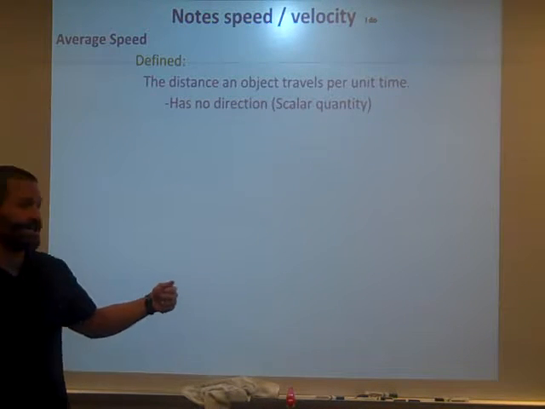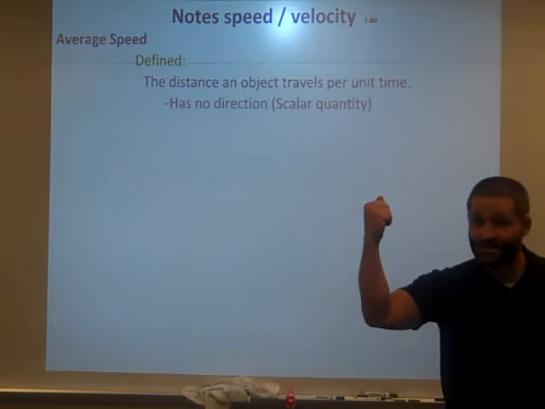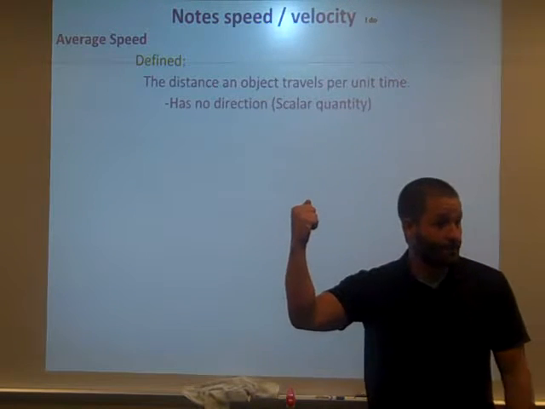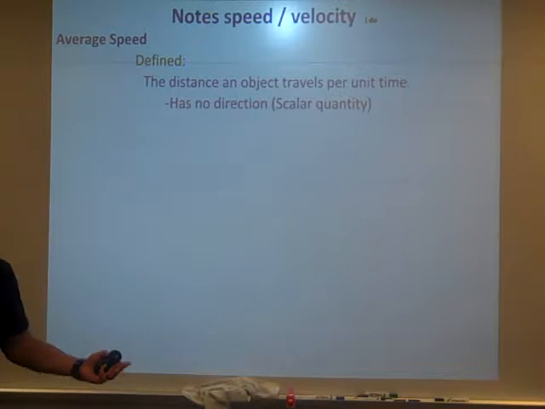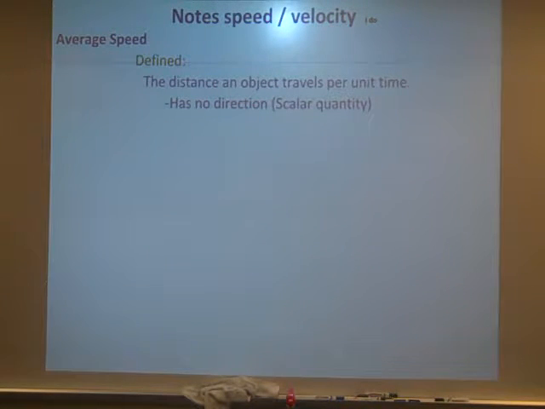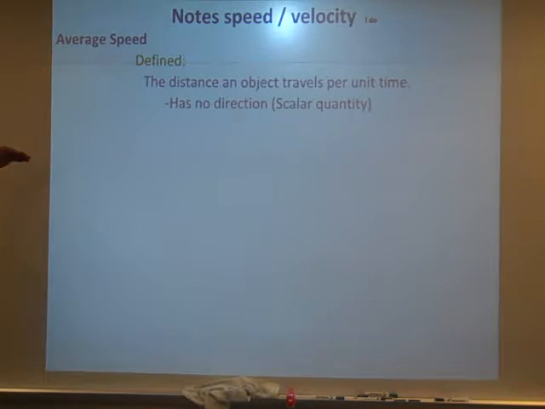The common analogy I give to students is that if I put my car in reverse, I'm not going negative miles per hour. Right? It's just speed. The direction does not matter. So that's what speed is. It has no direction. It's a scalar quantity. The way I remember that: scalar begins with an S, speed begins with an S, so speed is a scalar. It's just a number, no direction.